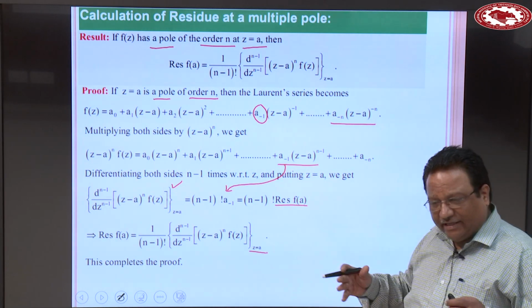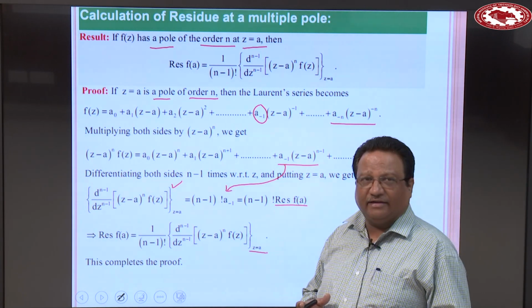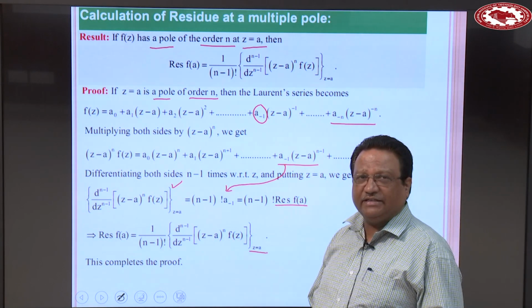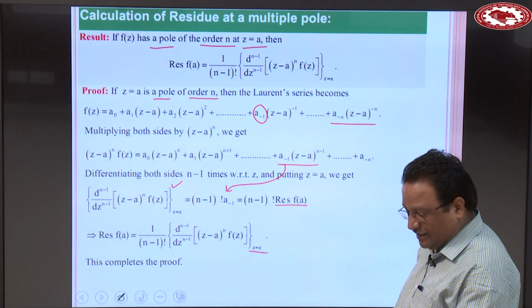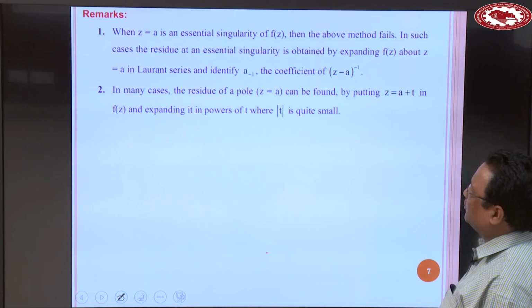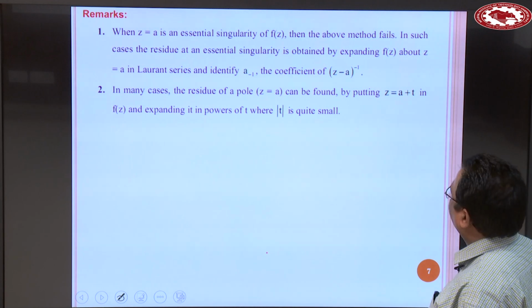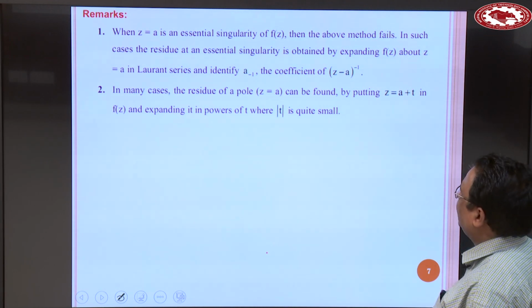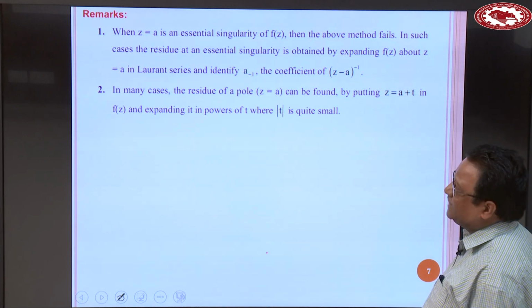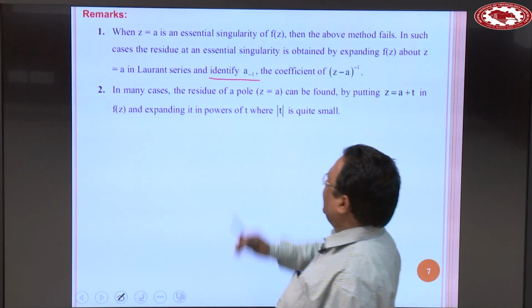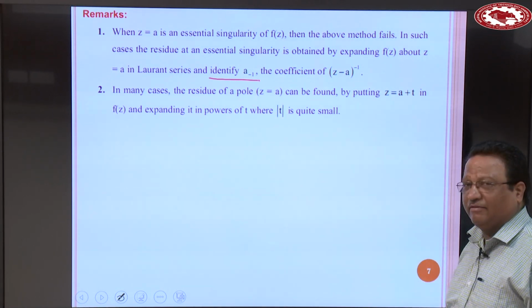तो अब आपने ये तीन फार्मूले अप्लाई करने हैं, ठीक है, for evaluating residue of the function f(z) at z = a. Okay, so when z = a is an essential singularity, then the above method fails. In such cases the residue at an essential singularity is obtained by expanding f(z) about z = a in Laurent series and identifying a₋₁, the coefficient of (z − a)^(−1).